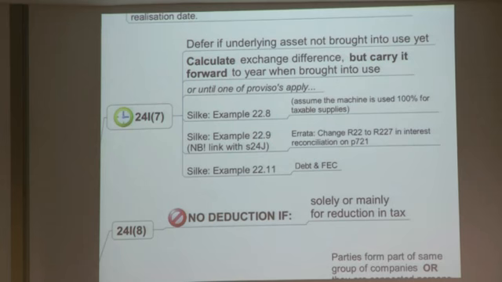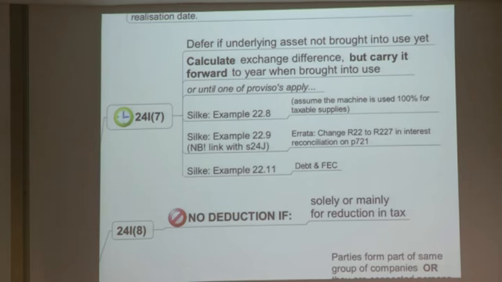So when that happens, you do your exchange difference as normal, but then you just postpone whatever your answer was to the year in which the asset is brought into use. So you calculate it as normal, and then you carry it forward. I put there in italics, or until one of the provisos apply, meaning maybe the ship sank, you're never going to get your asset, or it was destroyed on the way. So when you know you're never going to take it into use, you are allowed to get the exchange differences up to that point. So look at the exclusions right at the end.